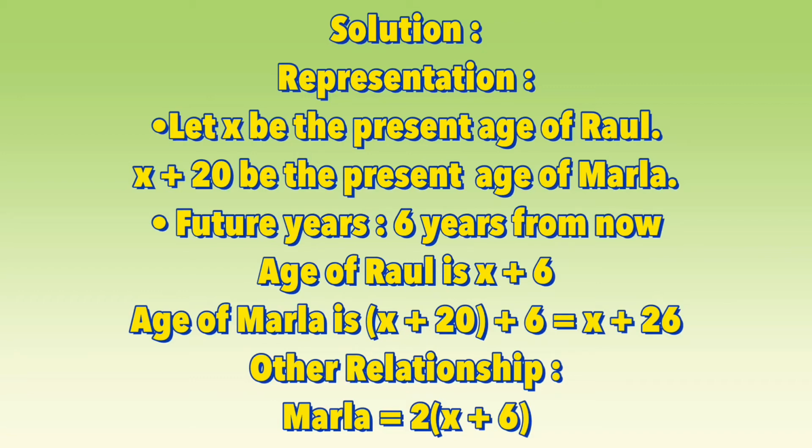The age of Marla is x plus 20 plus 6 equals x plus 26. So we're going to simplify it, which is equivalent to x plus 26, the age of Marla in the future years. And we also have to consider the other relationship stated in the problem, that Marla's age will be twice Raul's age.